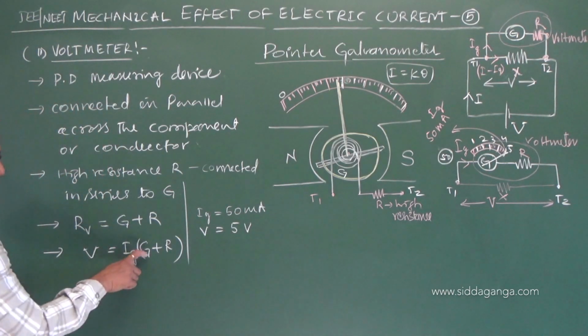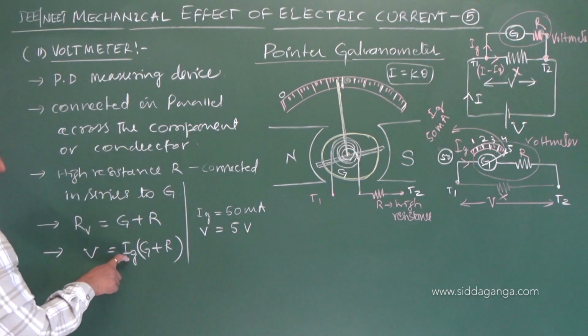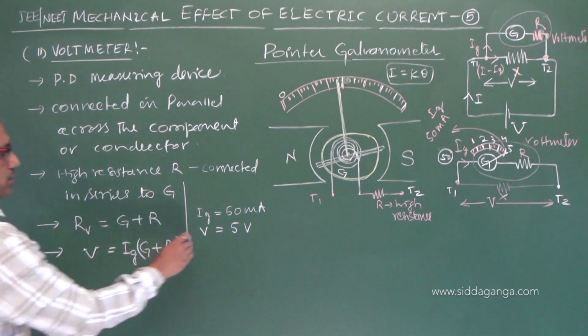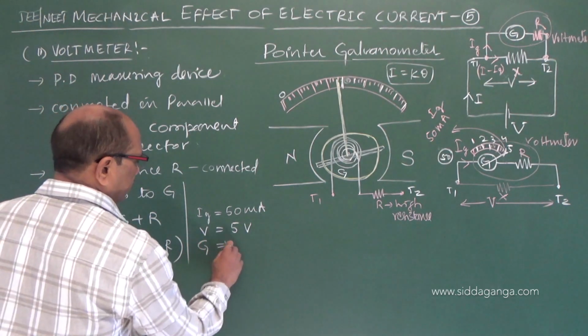Now you know the G value, you know Ig, you know V. G is the galvanometer resistance.